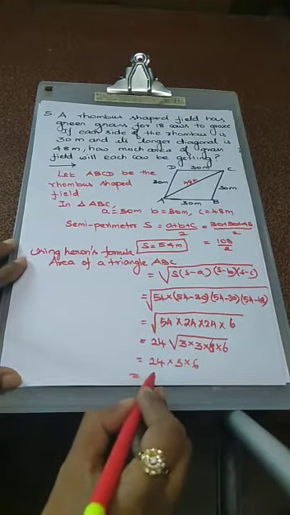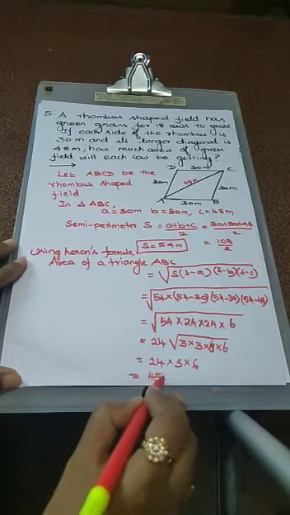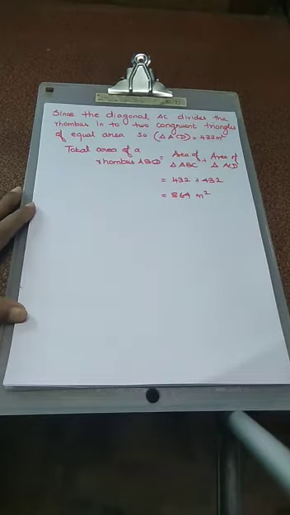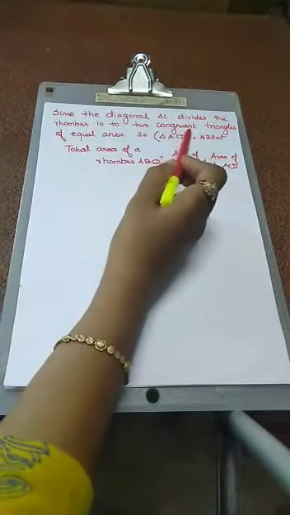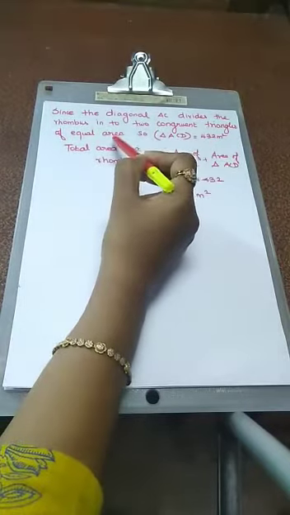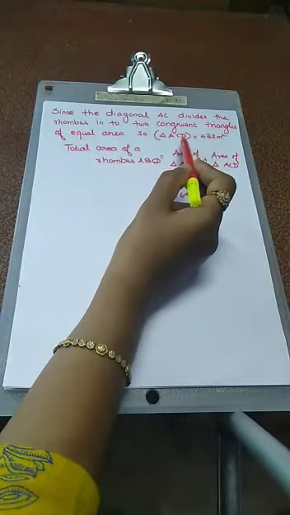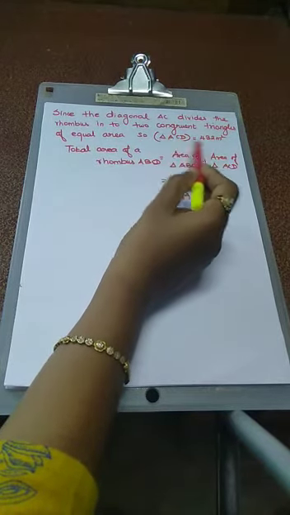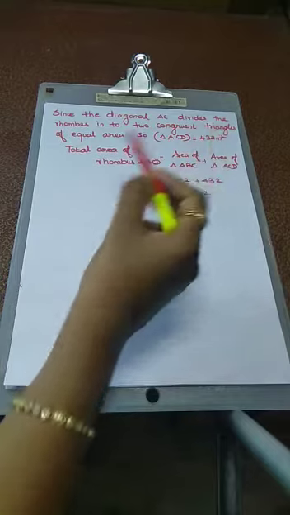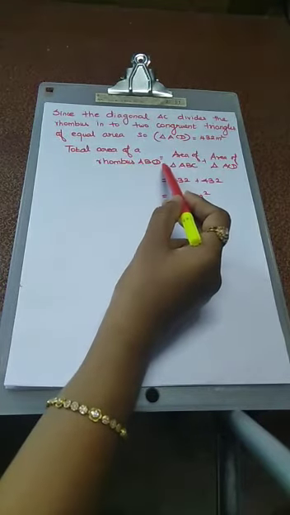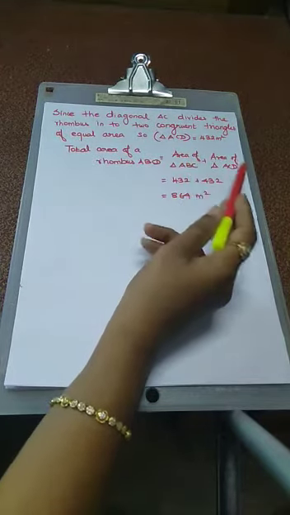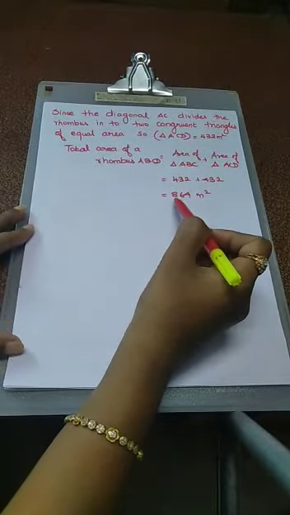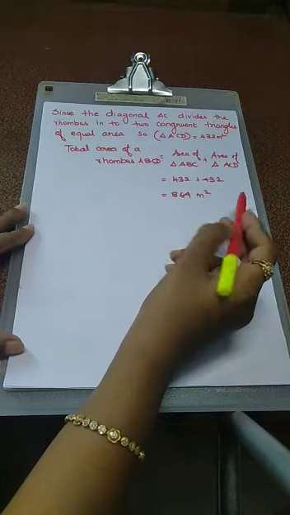So what is the value? You just multiply the value. We get the value 432 meters square. Since the diagonal AC divides the rhombus into two congruent triangles of equal area, we already calculated the area of triangle ABC, that is 432. Take the value, next triangle ACD also 432 meters square. Total area of a rhombus ABCD is equal to area of triangle ABC plus area of triangle ACD. So 432 plus 432, the total area is actually 864 meters square.